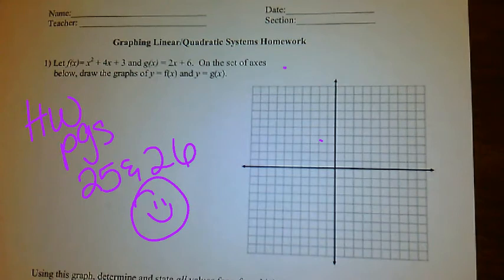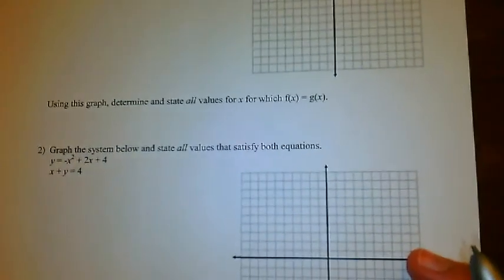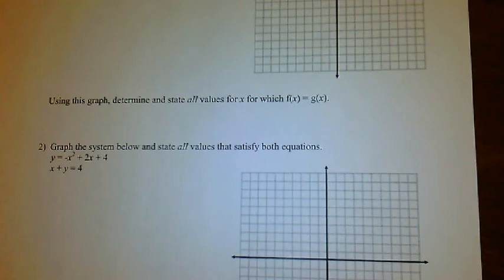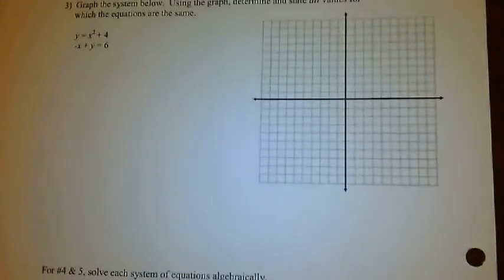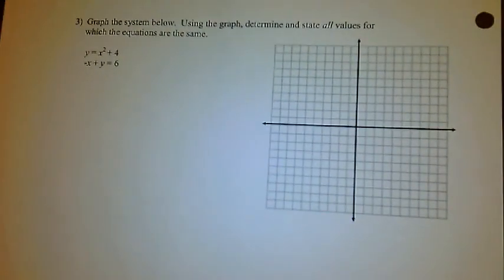Let's go over just a few things to highlight. This one asks you for all values of x. So you find your point where they intersect, and then, x equals what? Tell me what x equals. For this one, I want the coordinates. So you're going to give me coordinates where they intersect. Number 3, state all values. So I want a coordinate.